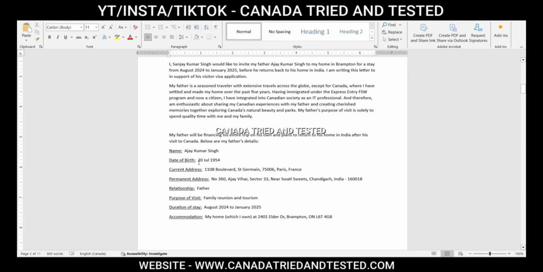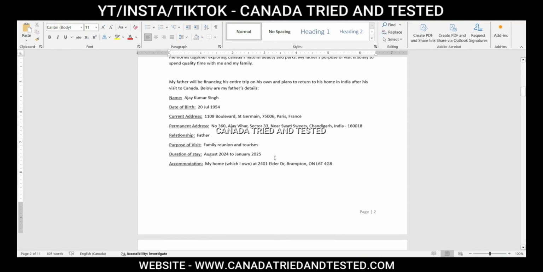Then name, date of birth, current address. If current and permanent address are the same, then just keep it one. Relationship: father. Purpose of visit: family reunion and tourism. Duration of stay: mention the duration of stay. That has to be less than 6 months. And the accommodation address where they will come and stay. For each of the parents, a similar letter will be made.